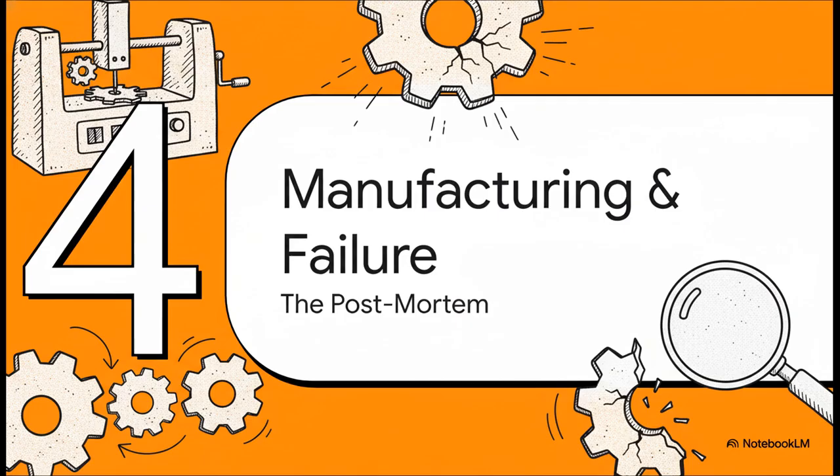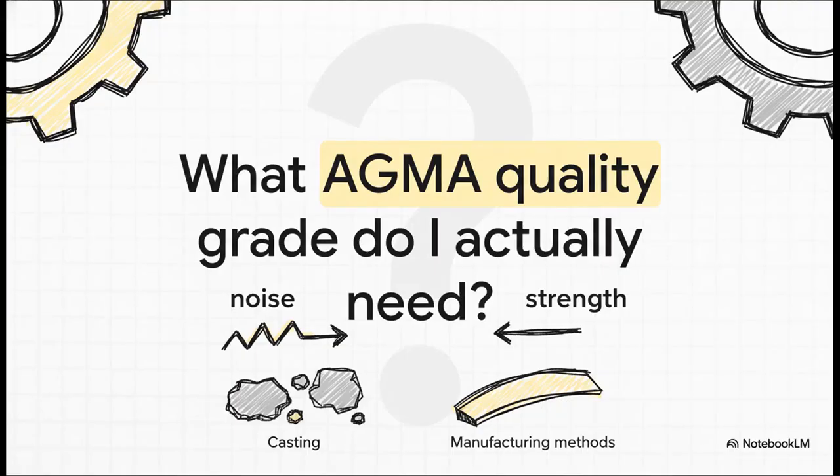And that brings us to our final section. Let's look at how gears are actually made and, inevitably, why they break. We're going to connect the dots between manufacturing choices and how they perform or fail in the real world. The quality grade you need isn't just some number you pull out of a hat. It's dictated entirely by what your application demands in terms of noise and strength. And those things are a direct result of how the gear was manufactured.